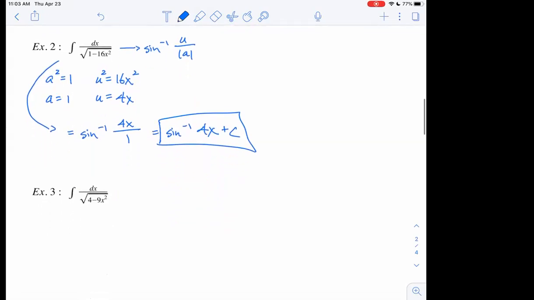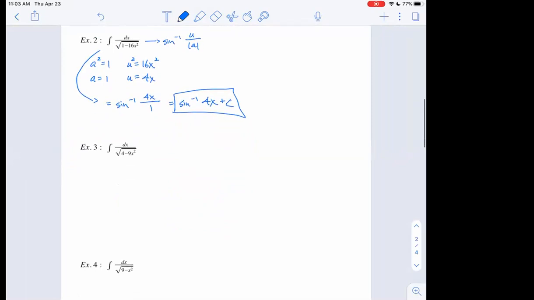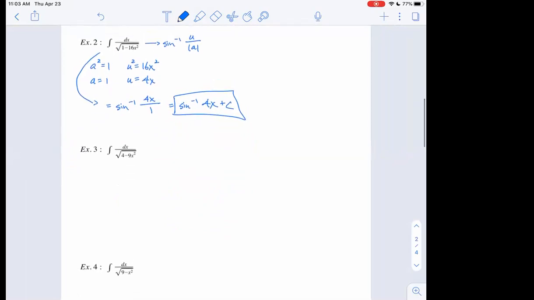So how about you guys try number 3 here and number 4, okay? So hopefully you can see both questions on the screen right now. Take a look at 3 and 4. See if you can identify your a squared and your u squared, and then from there find your a and your u, and then plug it into your formula.